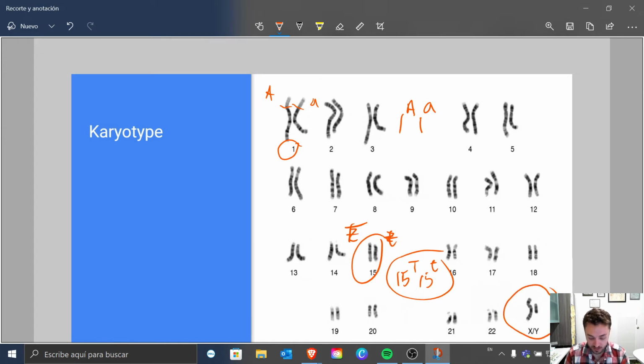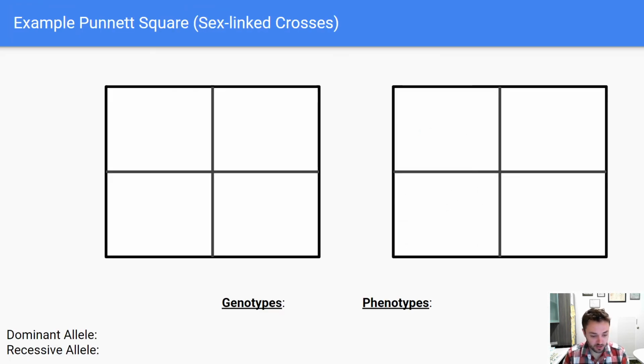So when we talk about the sex chromosomes, they are the ones that determine your sex. XX would be female, and XY would be male. I can indicate, like exponents, what genes I'm talking about if they're on there. So if we go back to our sex-linked crosses, this gets a little bit hard because there's so many possible combinations.